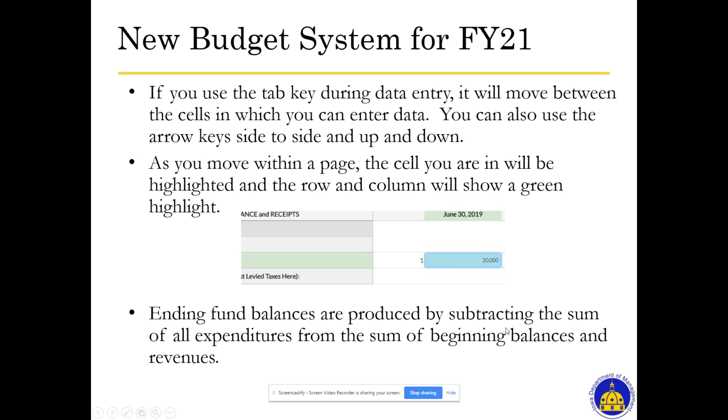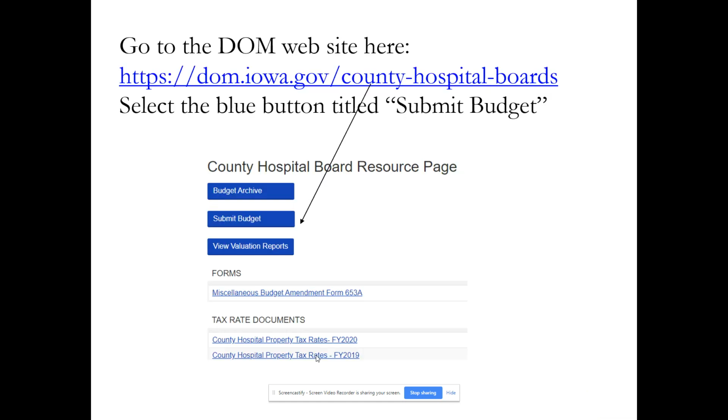Ending fund balances are produced by subtracting the sum of all expenditures from the sum of beginning balance and revenues. So that's just a highlight of what the form is doing for you.